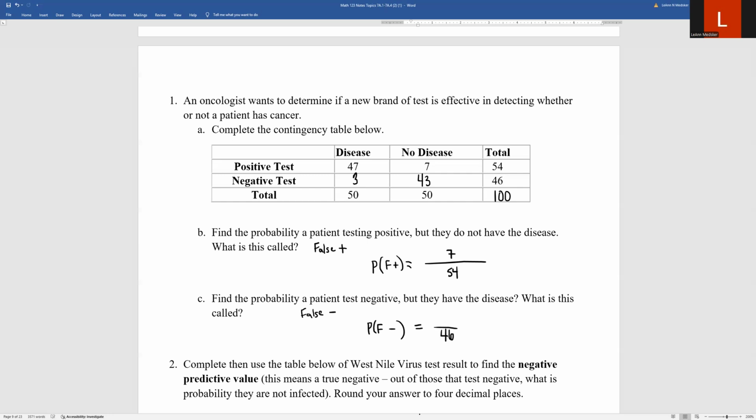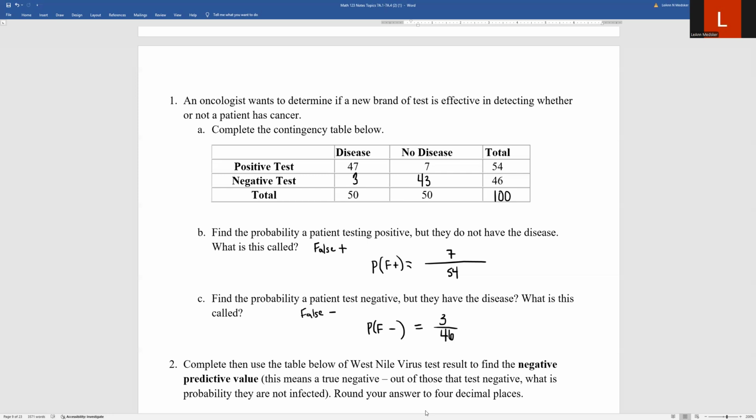And a false negative means you were told you don't have disease. So you're told you're fine. That's what negative testing means, but you're actually sick. So there are 3 people who are in that overlap. They were told they're fine by the test, but their body actually has disease. So there's 3 out of 46 for that.